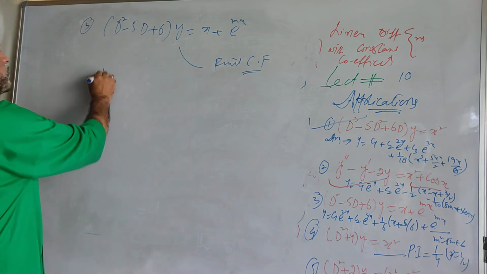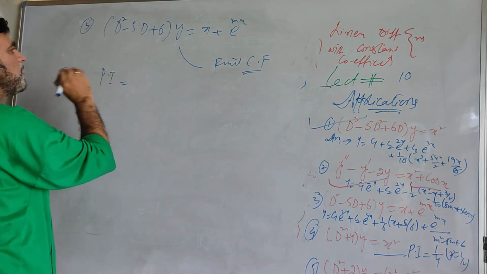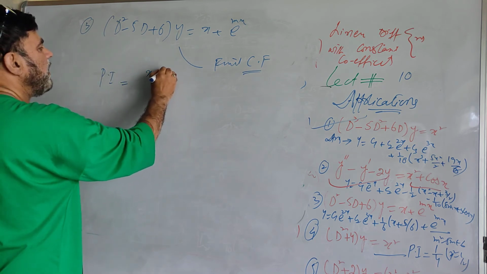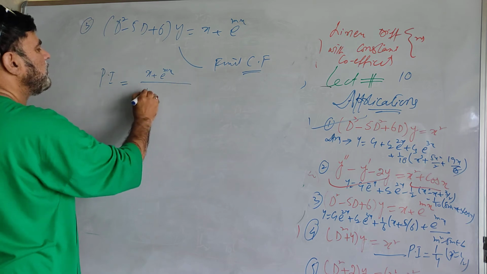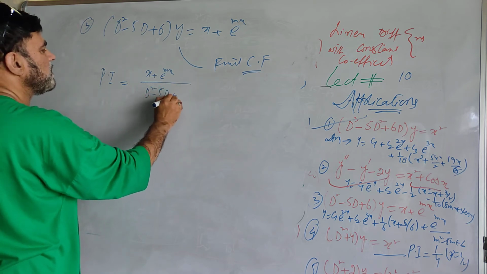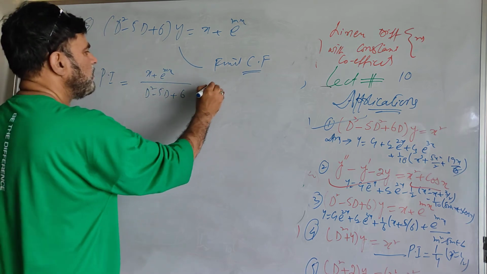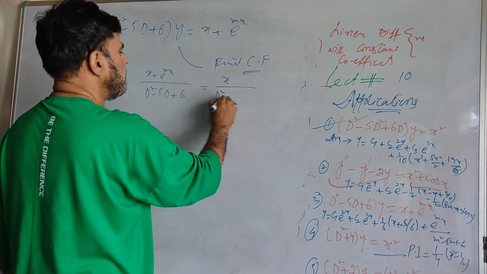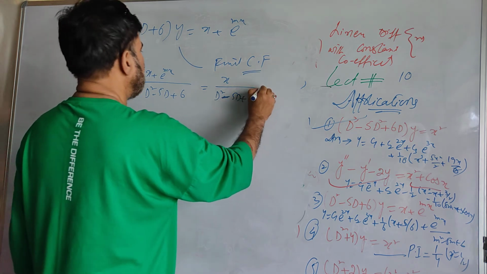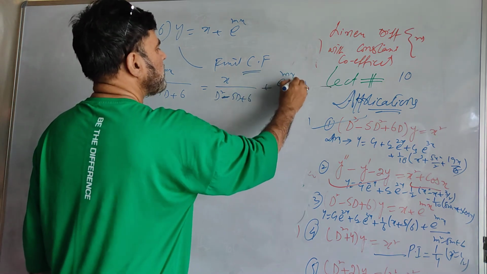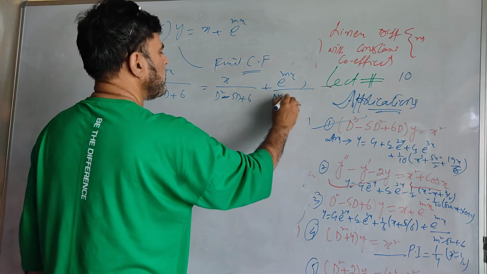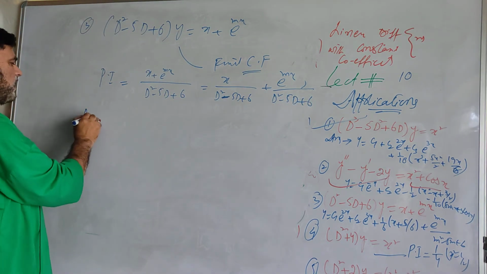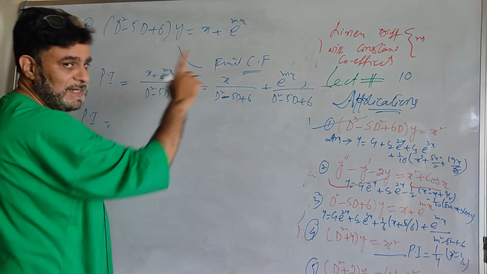Now when you go to the particular integral, you see how we find it. It is x plus e raised power mx by d square minus 5d plus 6. It has two parts now. One is x by d square minus 5d plus 6, then plus e raised to power mx by d square minus 5d plus 6. This you can write as particular integral.